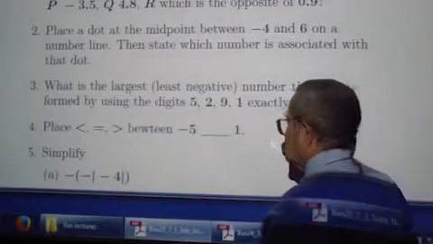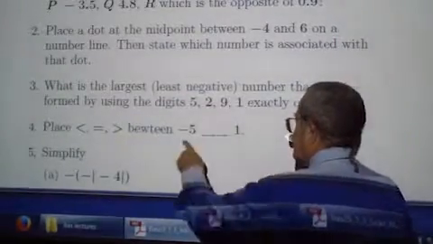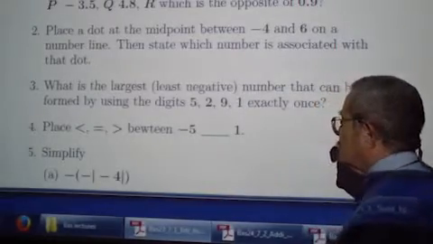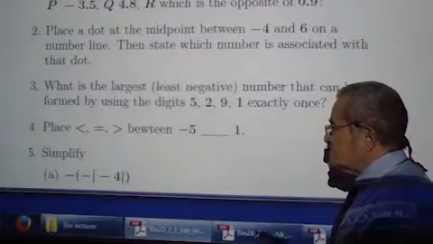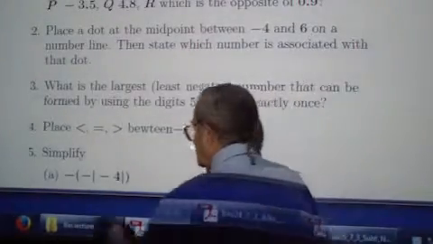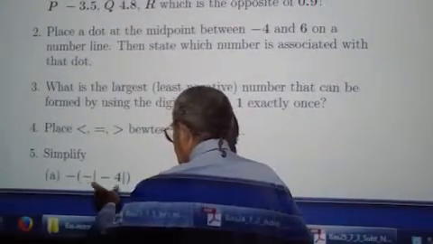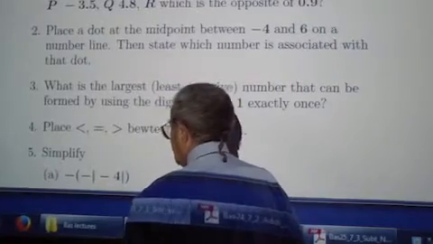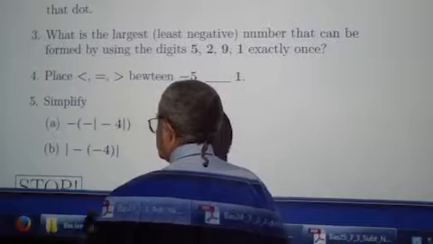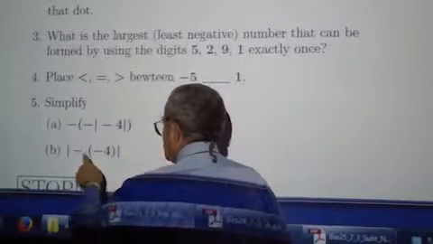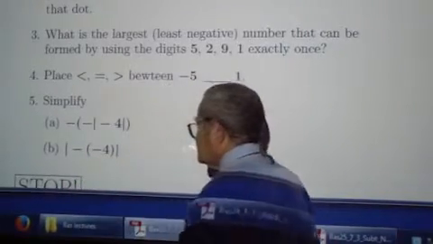Place a less than or greater than or equal sign between -5 and +1. -5 and +1. Simplify the opposite of the negative of the absolute value of -4. Take it step by step. And what is the absolute value of the opposite of -4?